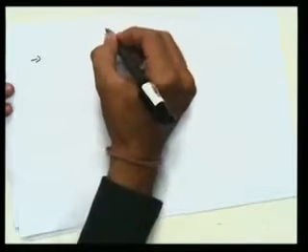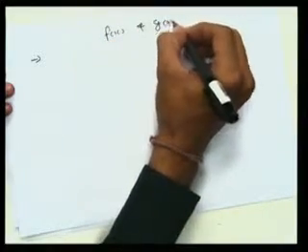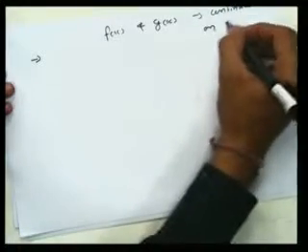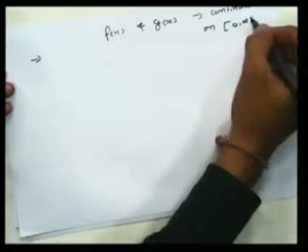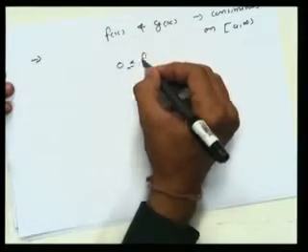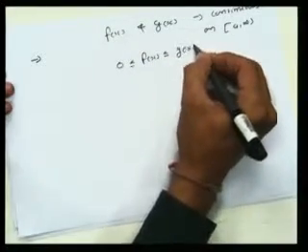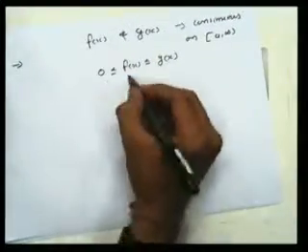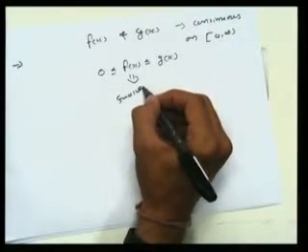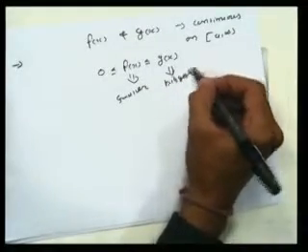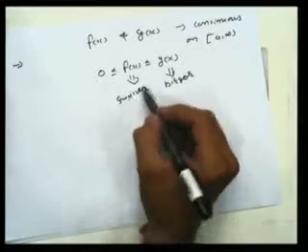Here we are given that the functions f of x and g of x should be continuous on the half open interval a to infinity, as well as it should be in the form 0 less than or equal to f of x less than or equal to g of x. Here f of x is the smaller function and g of x is the bigger function.